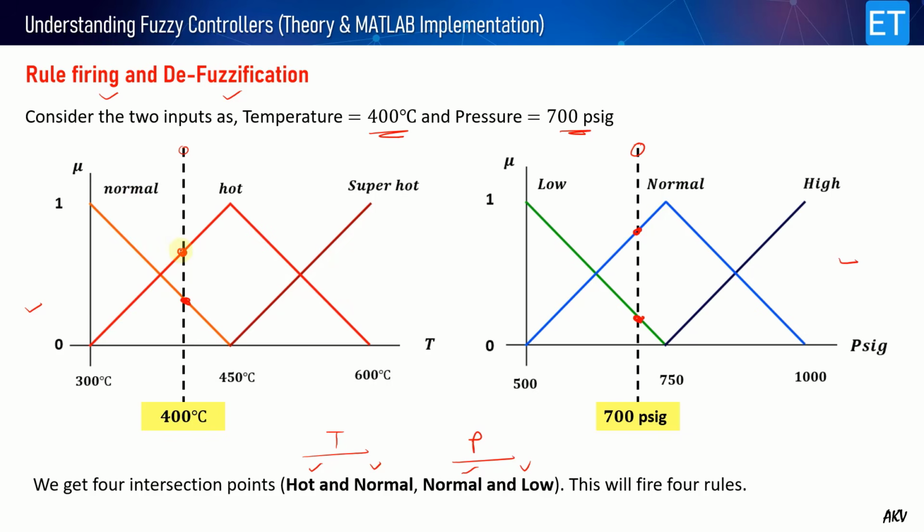We will actually make the combinations of these four points. For example, this is a hot intersection point. So I will say, if temperature is hot and pressure is normal, what is the output action? If temperature is hot and pressure is low, what is the output action? Similarly, if temperature is normal and pressure is normal, then what is the output action? If temperature is normal and pressure is low, then what is the output action? That we will search in the rule table.